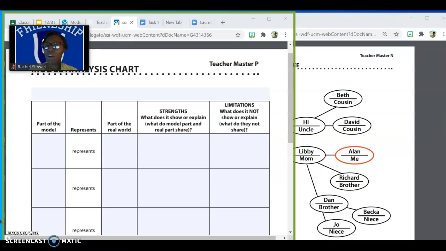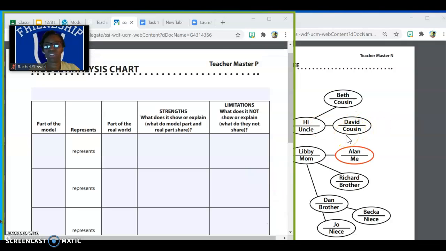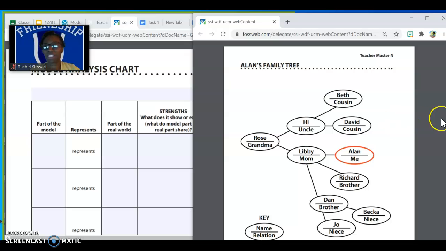Okay, so now our third assignment that is in your Google Classroom. You should be walking through this document with me, but if not, you can always pause, go, and come back. So we're going to quickly analyze the differences between the limitations and the strengths of Alan's family tree. Okay, and I forgot to mention that the name in the relation is our key.